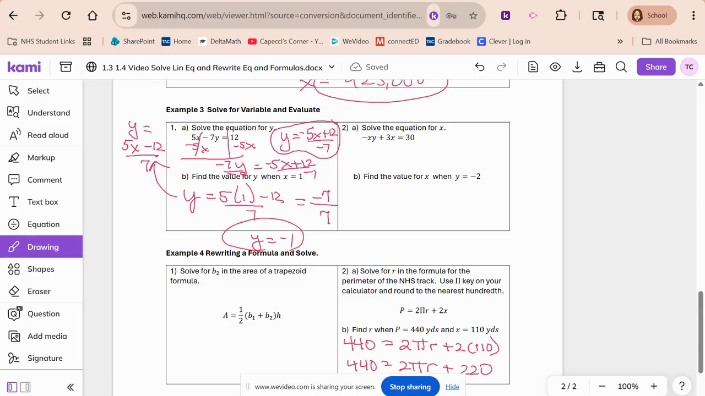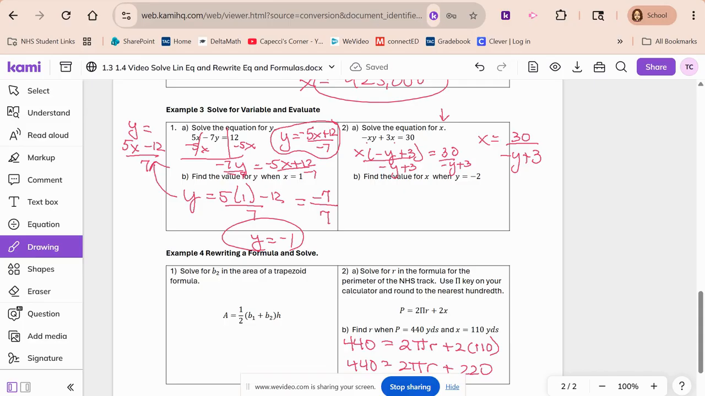Okay, the next problem, this time it says we're solving for x. So it doesn't really matter which one we solve for. It just depends on what the problem's asking. So I am first going to factor out the x because I realize there's an x in both. So that gives me negative y plus 3 is equal to 30 again on the right-hand side. I'm going to divide both sides by negative y plus 3. So I have x is equal to 30 over negative y plus 3.